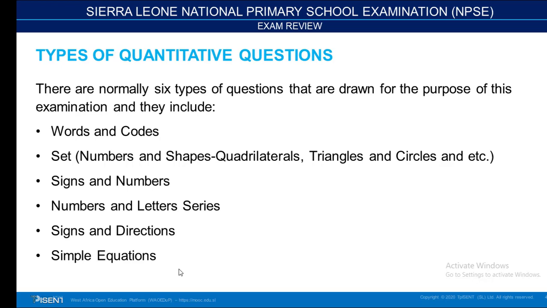Types of questions for quantitative. There are normally 6 types of questions that are drawn for the purpose of this examination, and they include words and codes, sets, which include numbers and shapes, and the shapes are quadrilaterals, triangles, and circles, etc. We also have signs and numbers, another area from which questions are drawn, numbers and letter series, signs and directions, and simple equations.